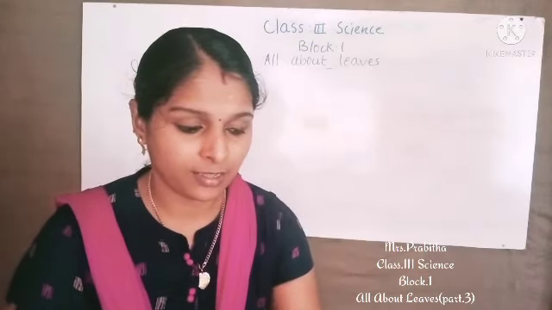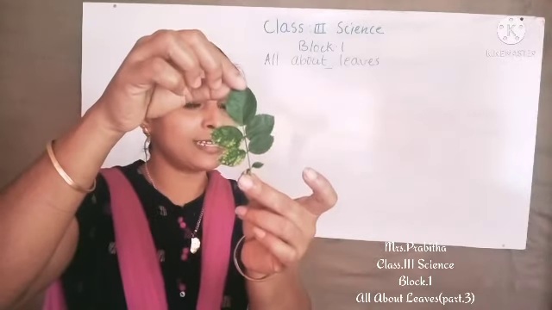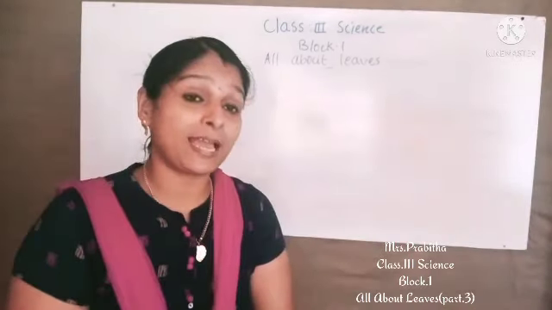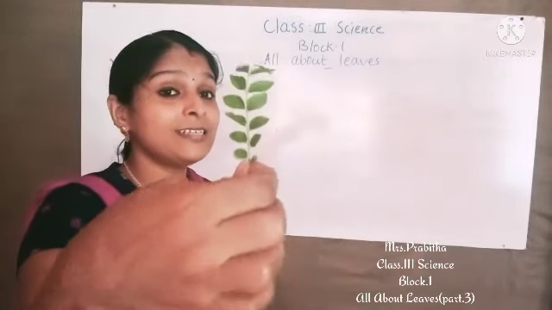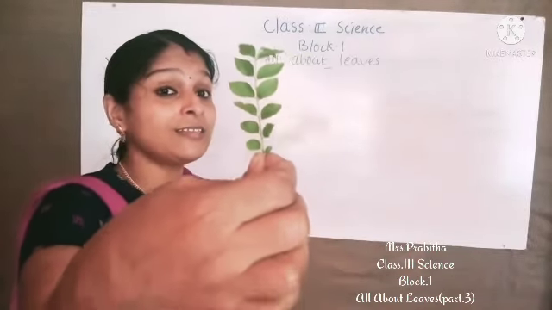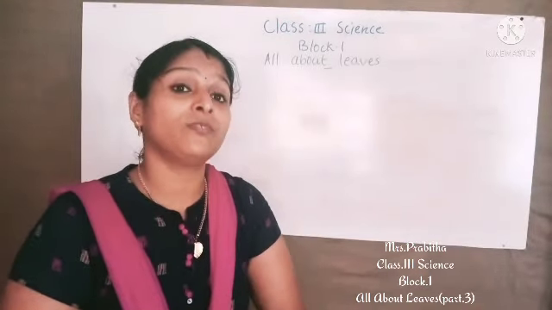Okay, next one. Yes, it is the leaf of a rose plant. Okay, yes, this is curry leaves. Okay, now I have shown you different types of leaves.